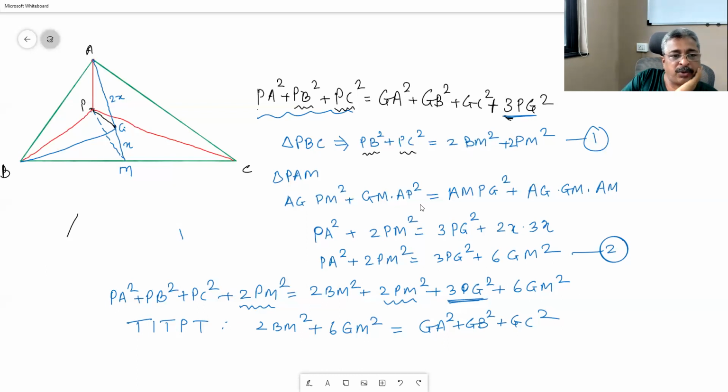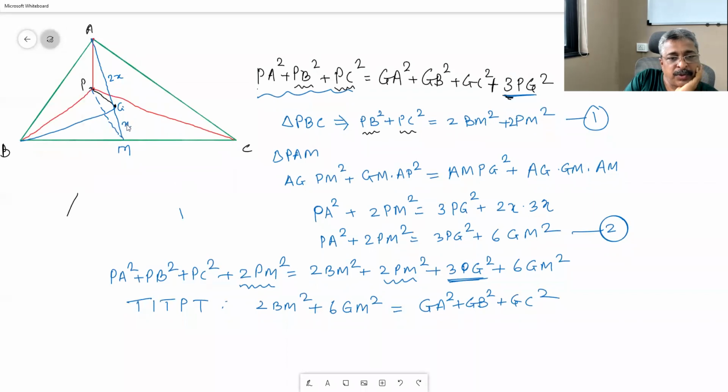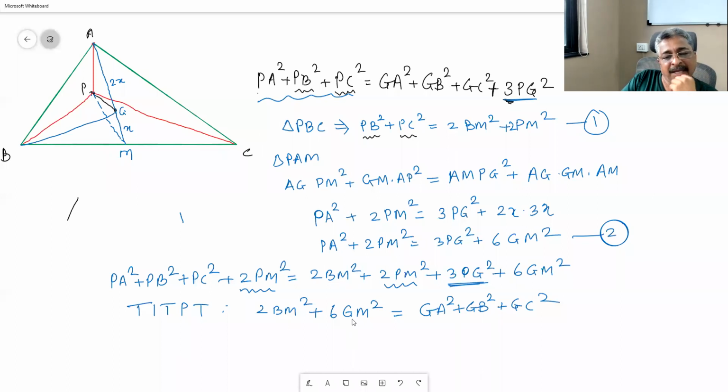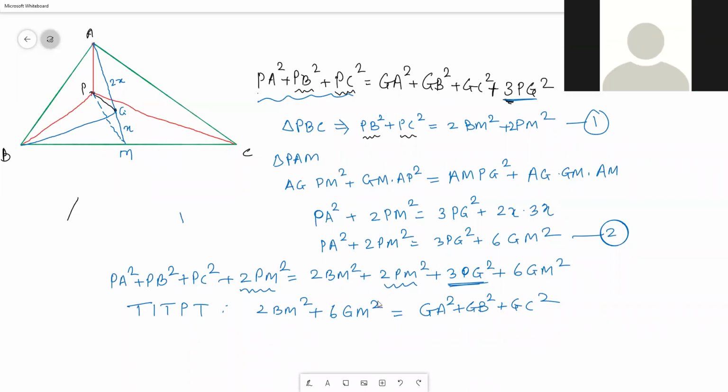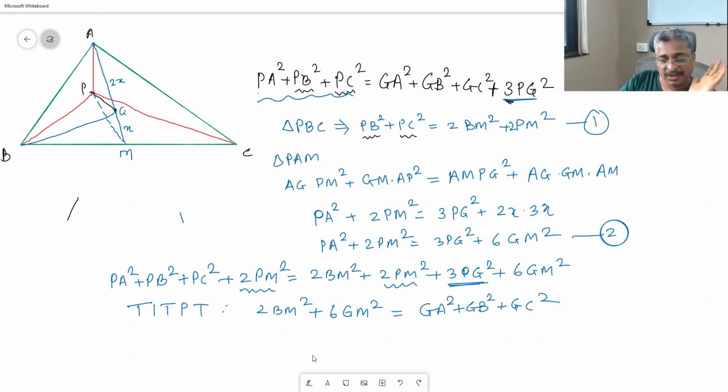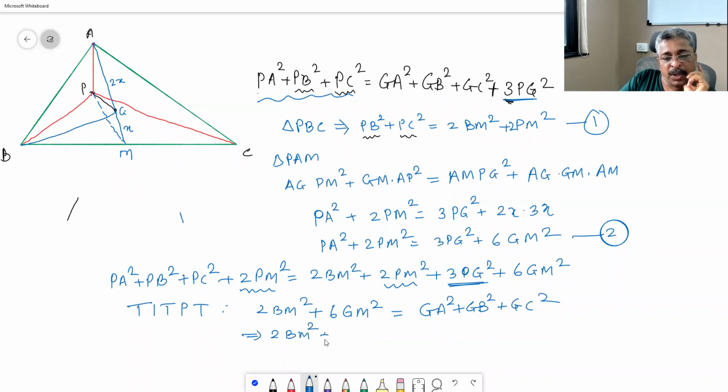Now we have to apply Apollonius, I think, over here once, because GA square is already there, and we want GB square and GC square, all three of them. I can write this GM square in terms of GA square. I will do it slowly. I am old compared to you, but hopefully I will do it. 2BM square plus 4GM square.